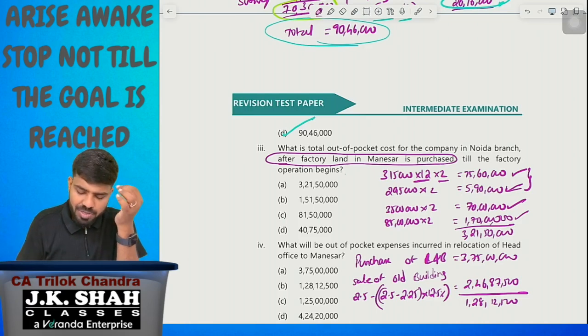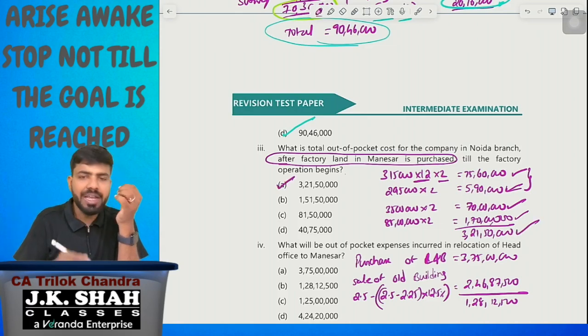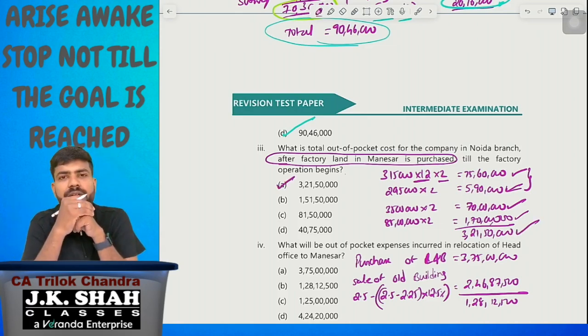So 35 lakhs into 2, 70 lakhs, 85 lakhs into 2, 1 crore 70 lakhs, together comes to 3 crore 21 lakh 50,000. Option A.